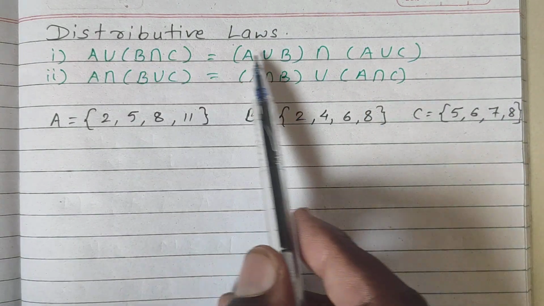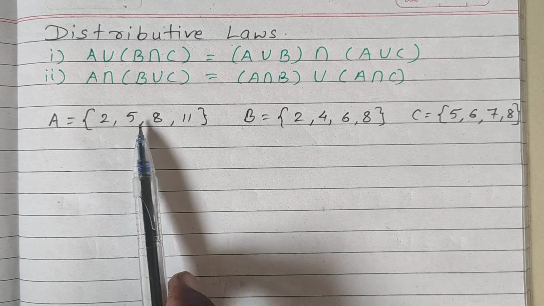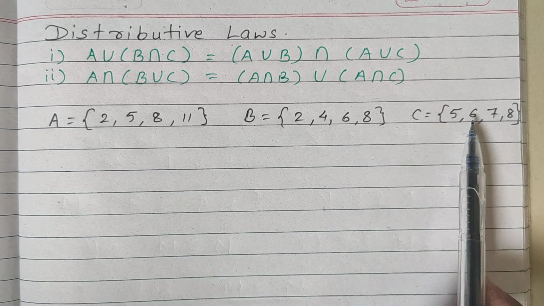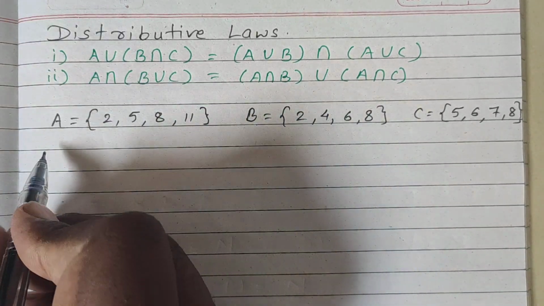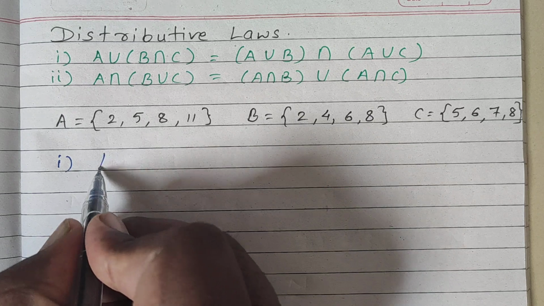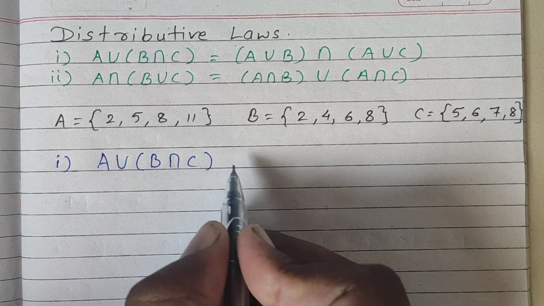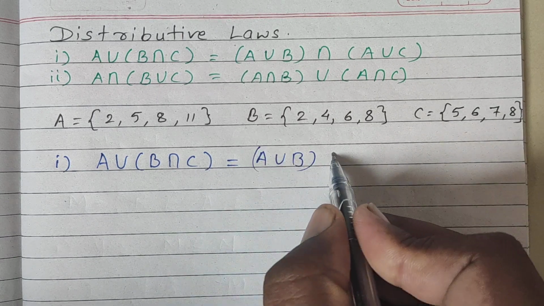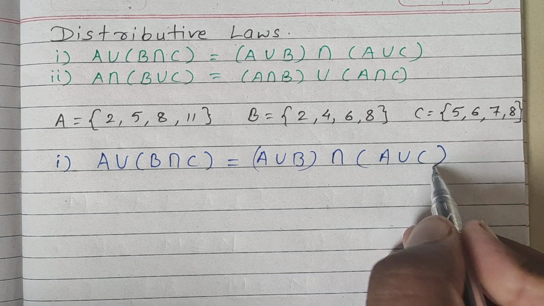First we will verify the first property with an example: A set {2, 5, 8, 11}, B set {2, 4, 6, 8}, and C set {5, 6, 7, 8}. Now let us verify our first property, that is A union (B intersection C) equals (A union B) intersection (A union C). Okay.